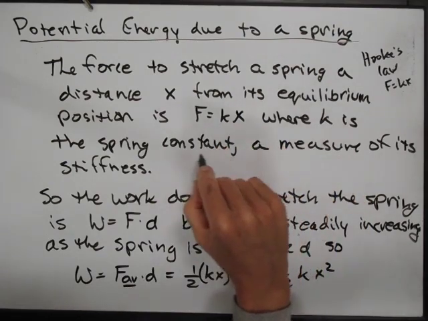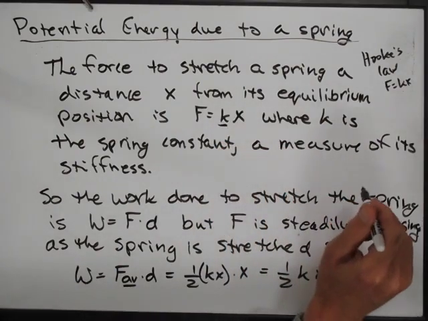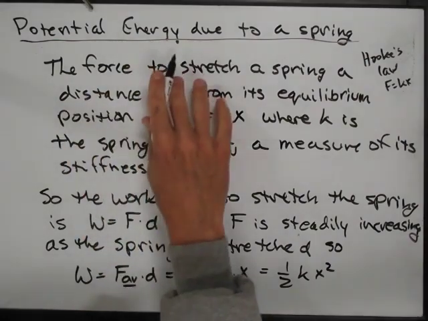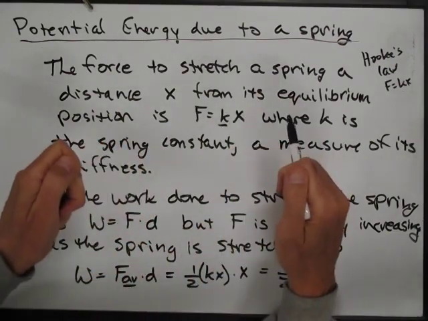K in this equation is called the spring constant, and it's a measure of the stiffness of the spring. The bigger K is, the harder it is to stretch the spring. So if we want to calculate the potential energy, we first have to look at the work done stretching the spring, because that's how much potential energy gets stored.